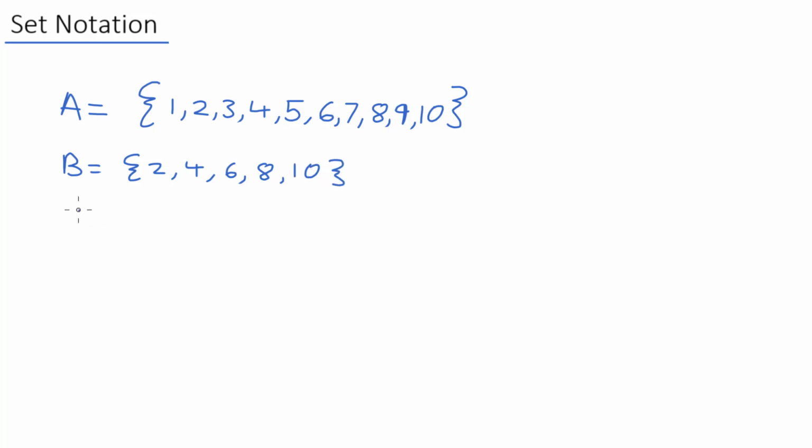Let's form another set, the set C, the set of odd numbers from the set A: 1, 3, 5, 7 and 9. B and C have no elements in common, so they are known as disjoint sets.